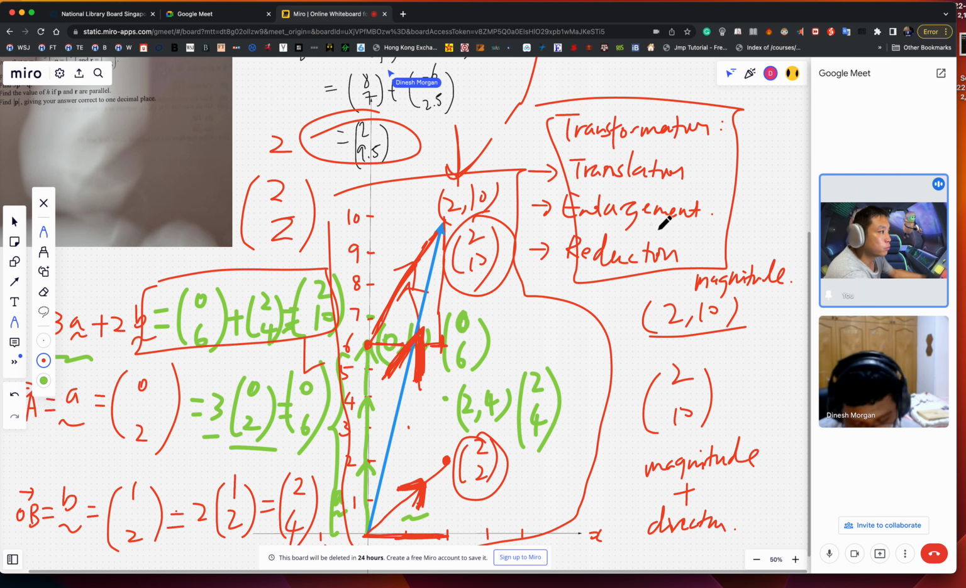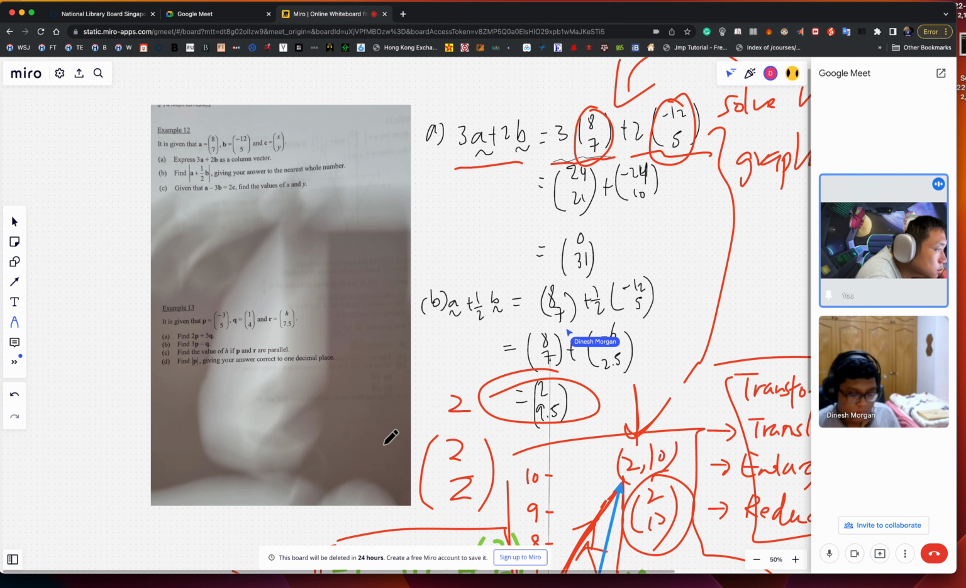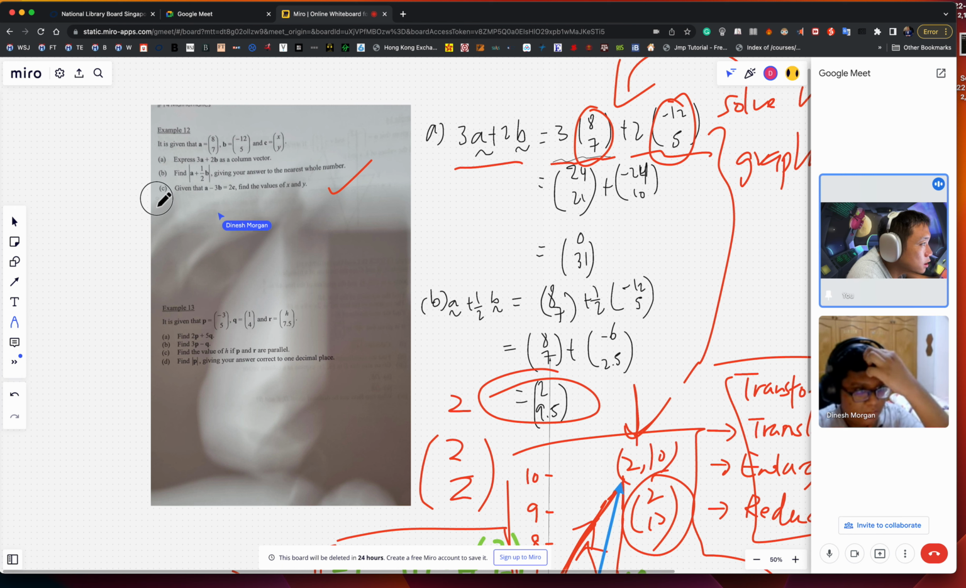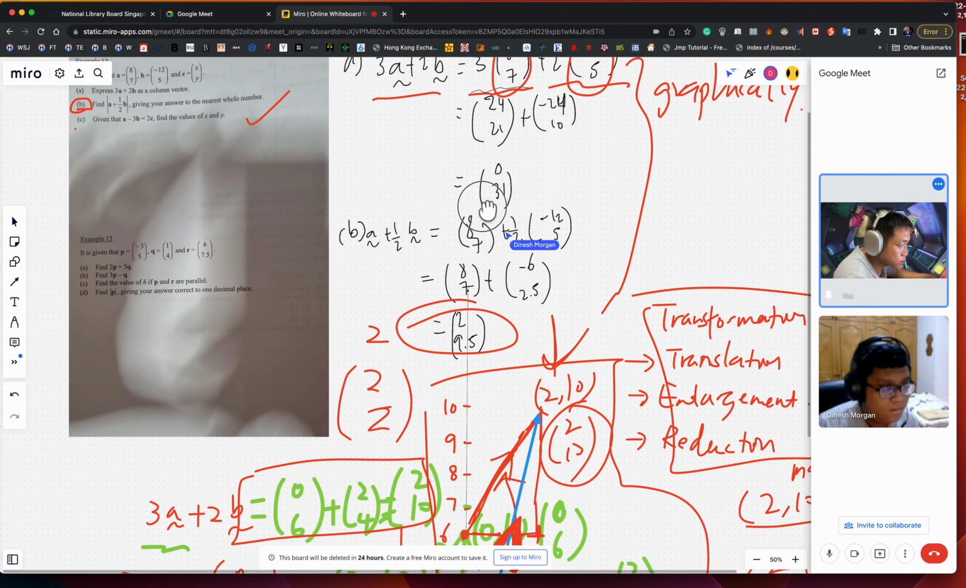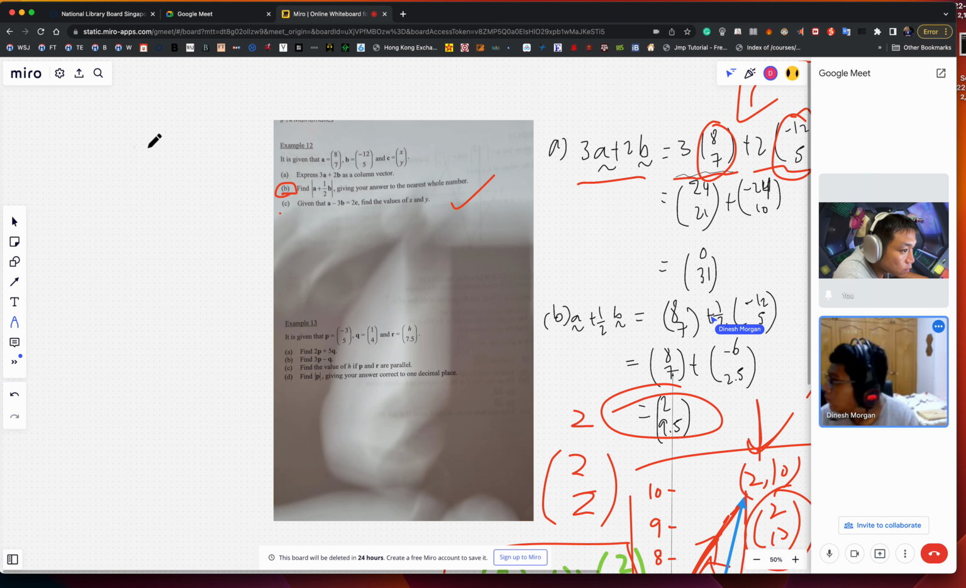So it seems like you have no problem with this. You can continue. Which part, C? Are you doing 12C or B? B asks for magnitude, not just the column vector. 12B, okay, good, please. Looks like I need to erase this, or maybe you can do it on the left hand side, which is here.